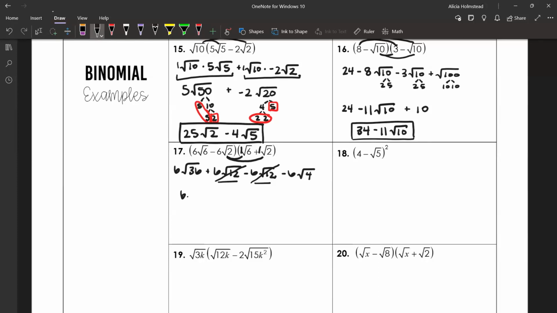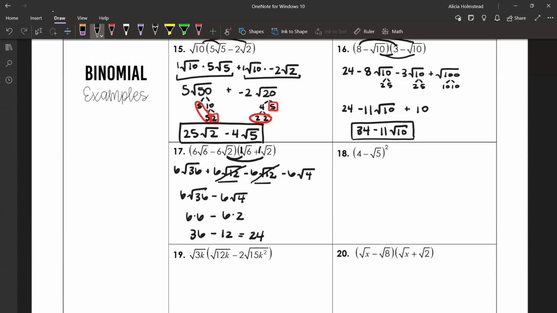So then we'll just have 6 square root 36 minus 6 square root 4. But the square root of 36 is 6. So this becomes 6 times 6, and the square root of 4 is 2, so that will become 6 times 2. 6 times 6 is 36. 6 times 2 is 12, so 36 minus 12 is 24. So that one simplifies all the way down, a nice number.